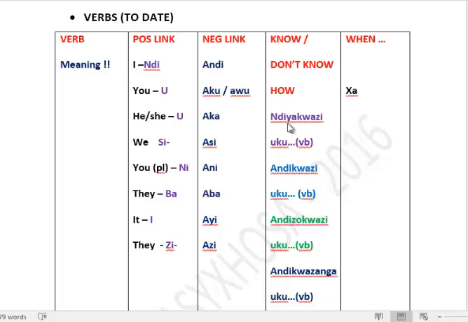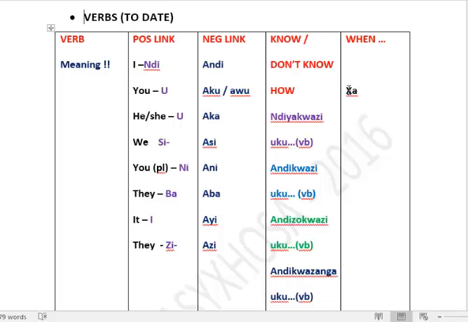Here are just some examples with andi. But remember, you can use any of these as well, and we will in this exercise. Ndiyakwazi, I know how to. Andikwazi uku, I do not know how to. Andizokwazi uku, I will be unable to. Andikwazanga uku, I was unable to.